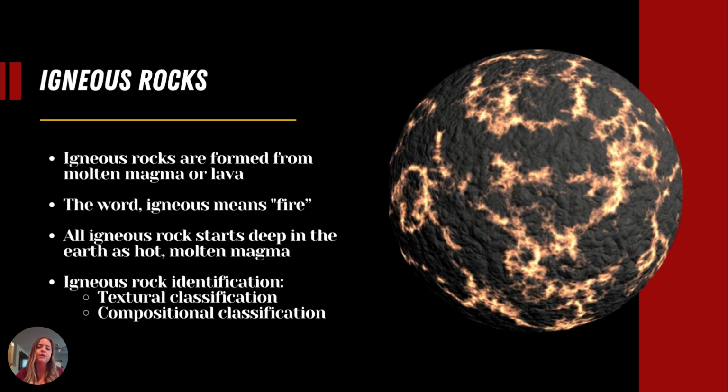The two things that we use primarily to identify them are texture and composition. So, texture being the arrangement of the crystals or grains, and then the composition is going to be what kind of minerals we're seeing. So, the chemistry that was in the lava that created the different minerals that we see in the rock.